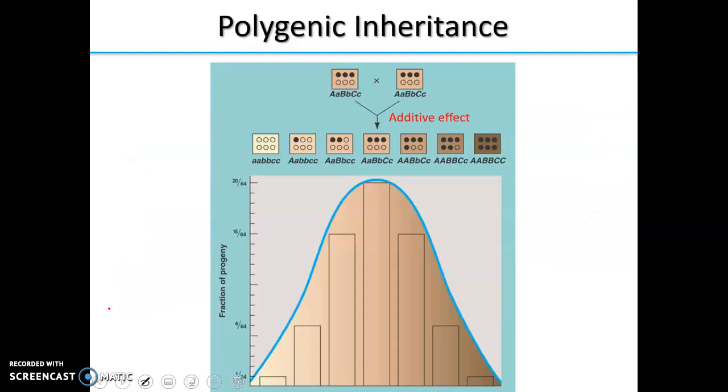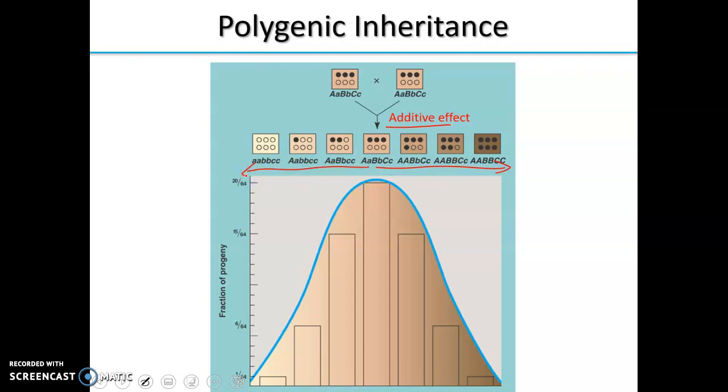So polygenic inheritance has this additive effect. The amount of dominant and recessive alleles plays a role. In this case, skin color: the more dominant alleles you have, the darker complexion you will be. The more recessive, the lighter. So here's our continuum, okay?